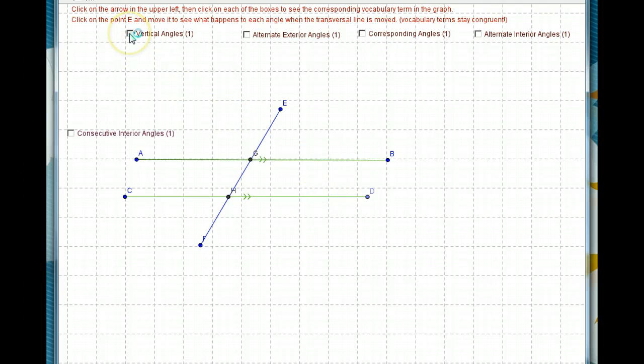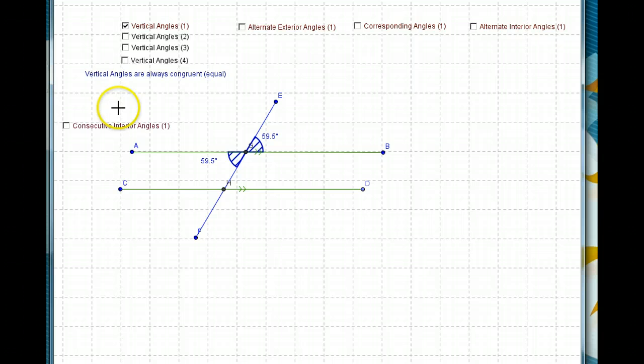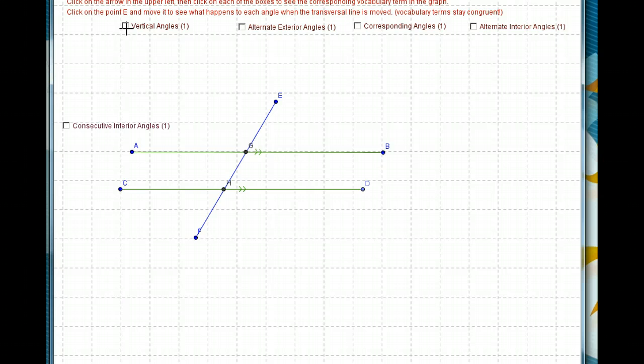Let's take a look at the vertical angles formed by the points of intersection of the transversal and the lines. What do you notice? Yes, the vertical angles are always going to be congruent. Doesn't matter which pair of vertical angles you have, they're always going to be congruent. And that works whether the lines are parallel or not.